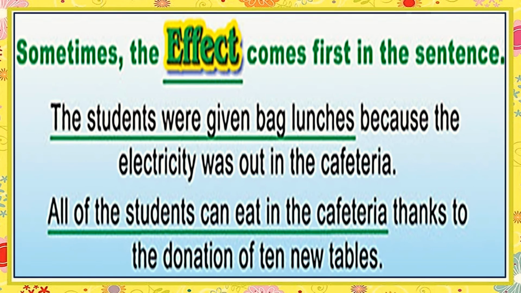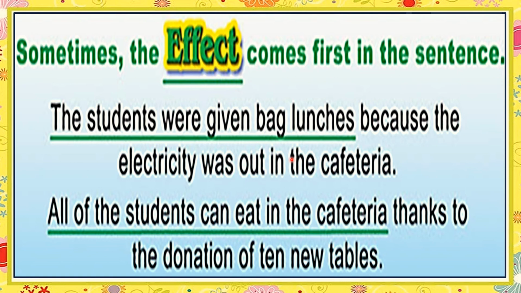Let us continue. Sometimes the effect comes first in the sentence. The students were given bag lunches because the electricity was out in the cafeteria. The second sentence, all of the students can eat in the cafeteria thanks to the donation of 10 new tables. So the effect, class, the students were given bag lunches. And what is the cause? The electricity was out in the cafeteria.